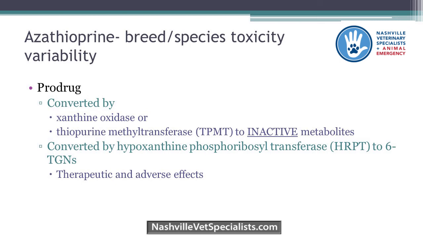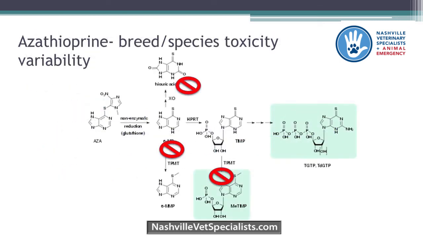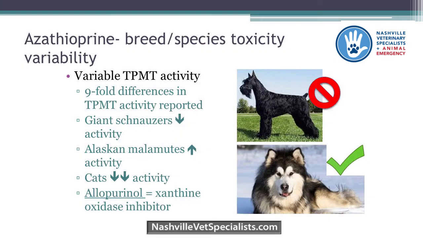And this is the metabolite that gives you the therapeutic effects, but it's also the metabolite that's going to lead to adverse effects. So here's our original, and then this is the second metabolite that they all get converted into. Xanthine oxidase is one of our pathways into inactive metabolites, and TPMT is our other pathway into inactive metabolites. So if you're blocking these 2 enzymes, then you're going to have more substrate for active metabolites. The variability actually comes from this TPMT activity.